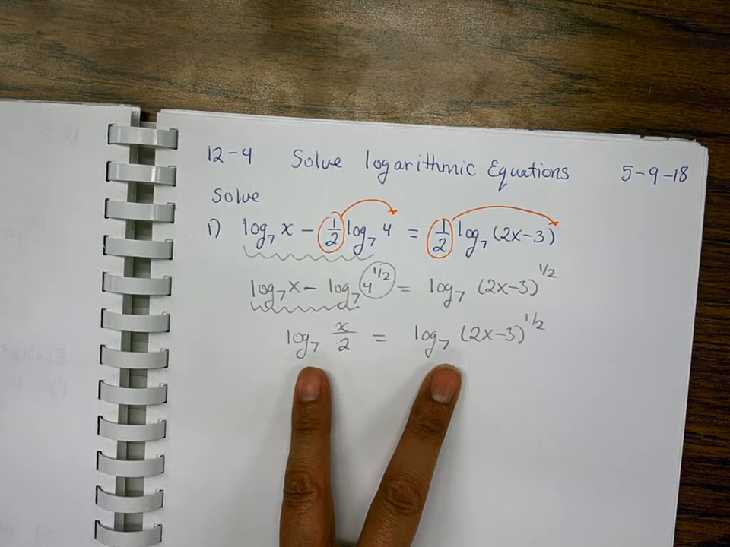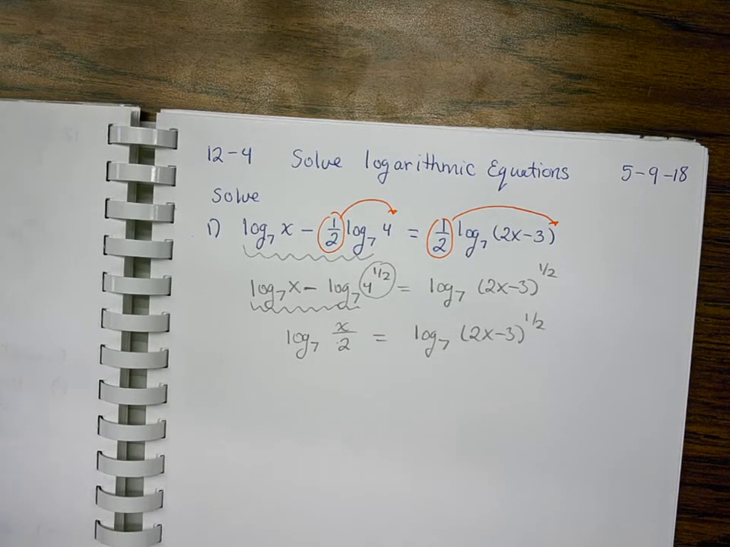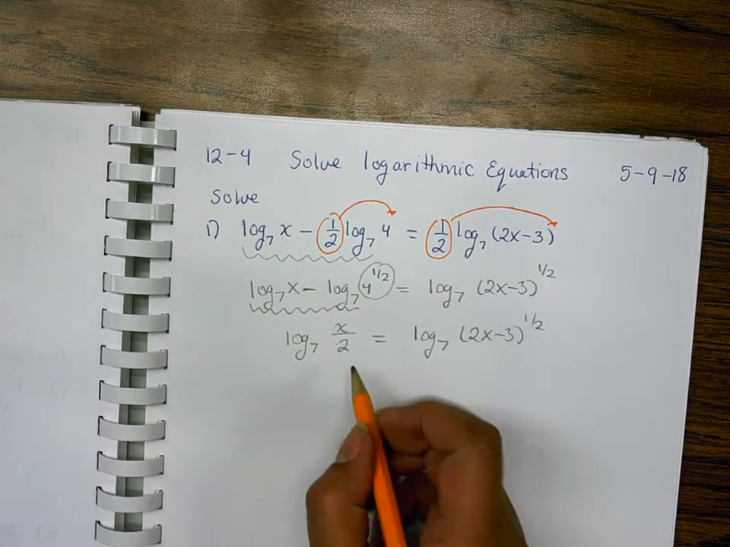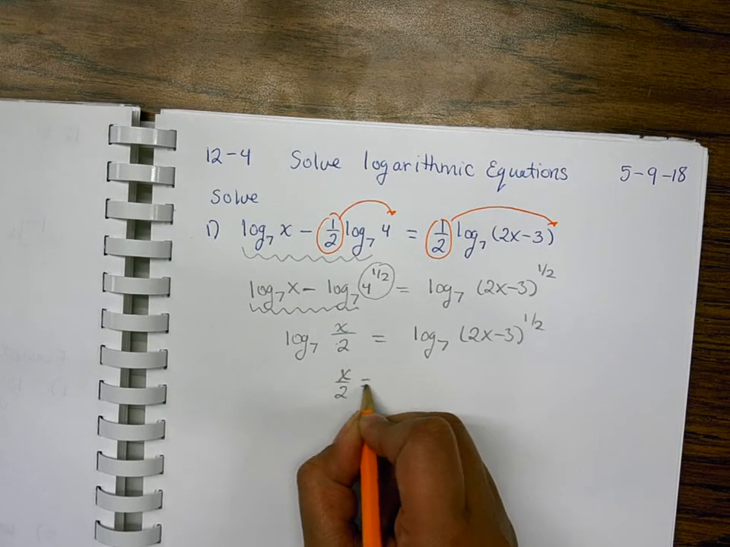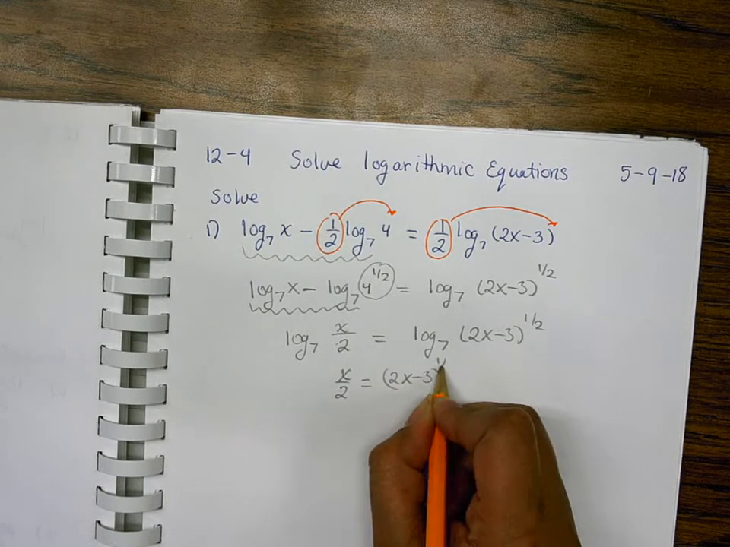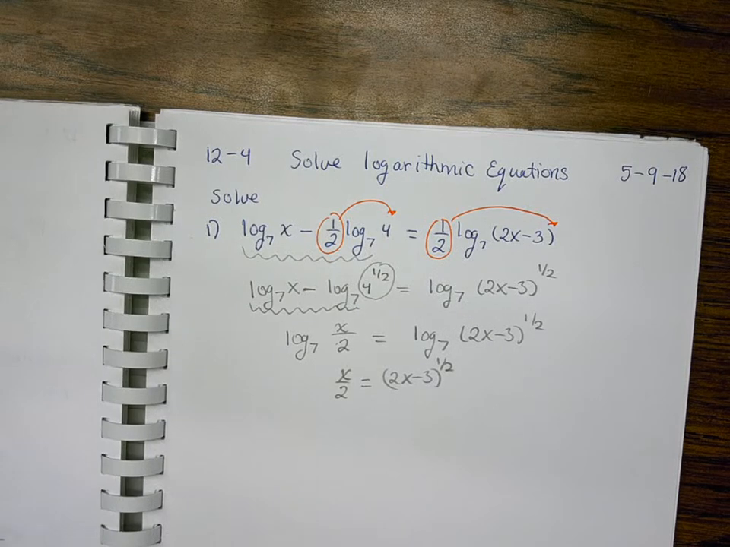All right, now the 2 bases are the same, log base 7s. The 2 logs are the same, log base 7, and there's exactly 1 on each side. Once I get it to that point, I can drop the logs just like I did when I dropped the bases. So I'm left with that as my new equation. X over 2 equals 2x minus 3 to the 1/2.